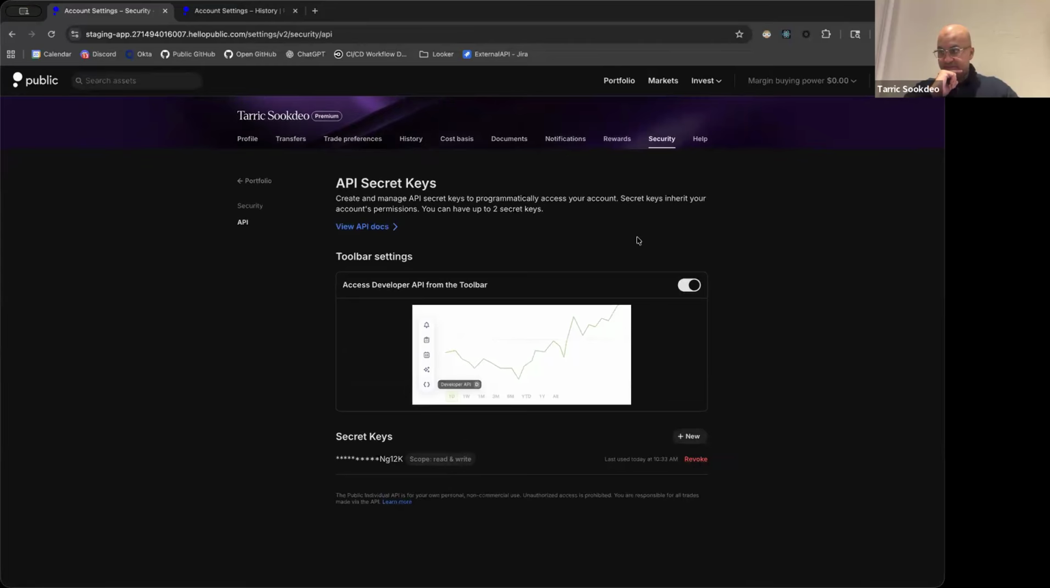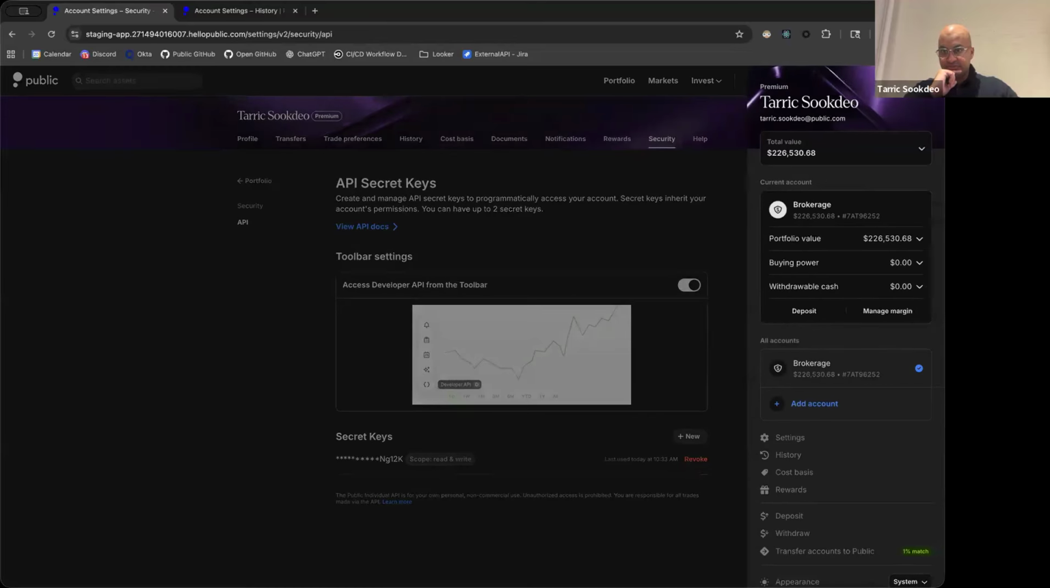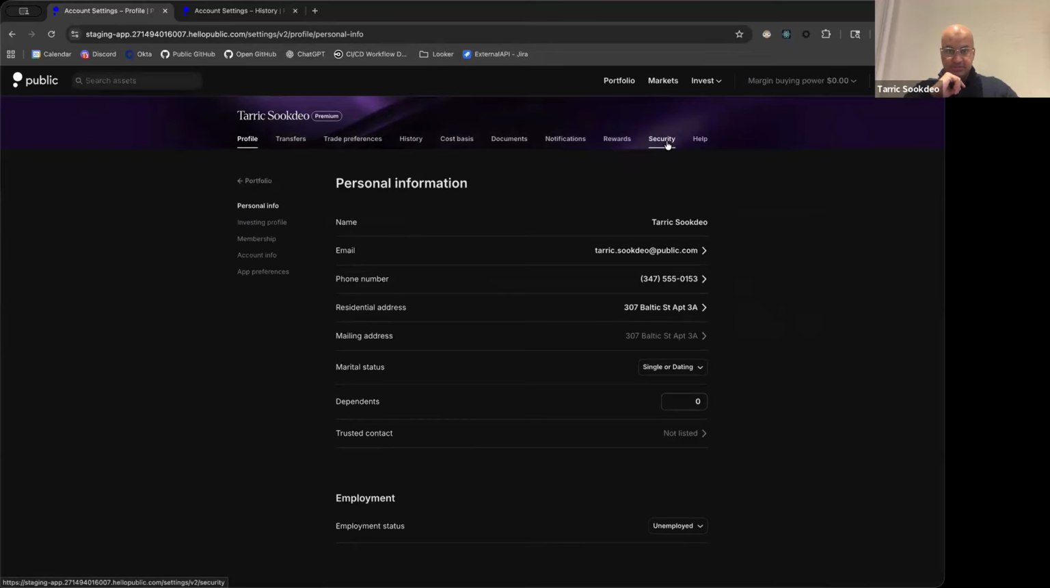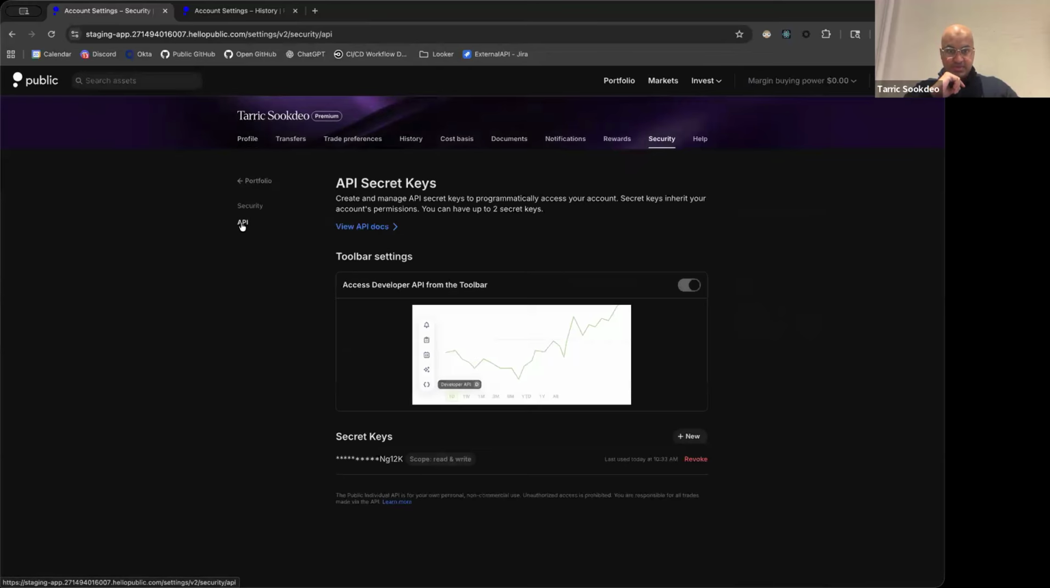So hopefully that made sense. One more time, I'm just going to run through it. Go to settings, security, API, and then from here you can view API docs, create a new API key, or revoke an existing one. Okay. Next question.